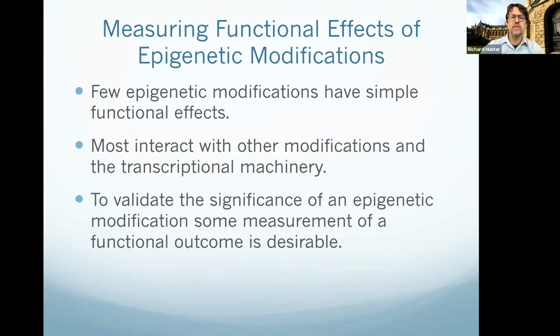So very few of these modifications have simple functional effects. I've made it into a cartoon where it's up or down regulation of gene expression. And typically that is an output, but it is useful to look at those outputs and make sure that the modification is doing what you think it does. So doing some kind of measure of a functional outcome, whether that's a change in protein expression or RNA or cell phenotype or behavioral phenotype, is desirable.